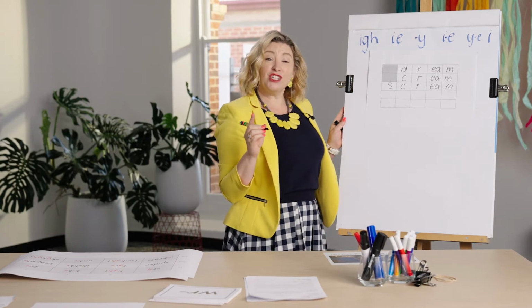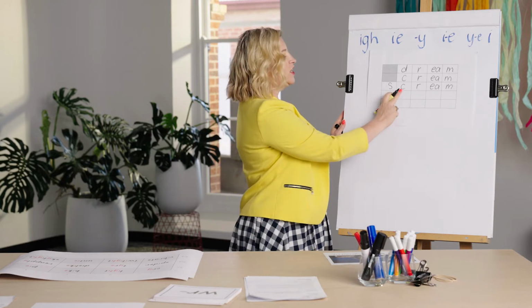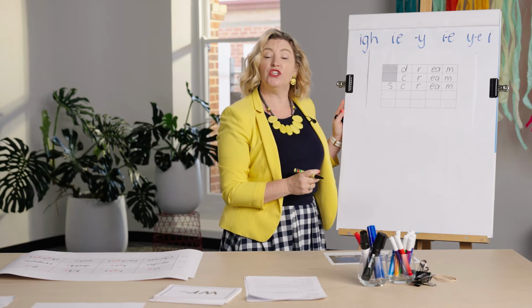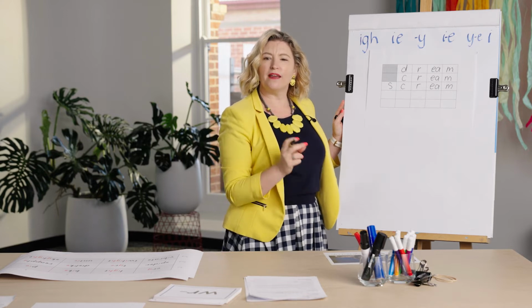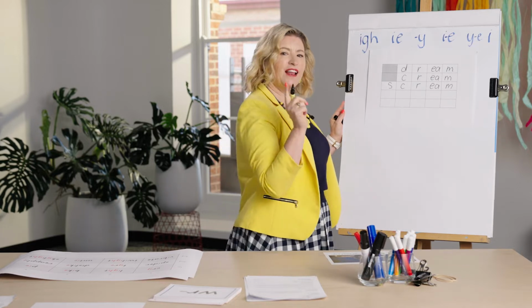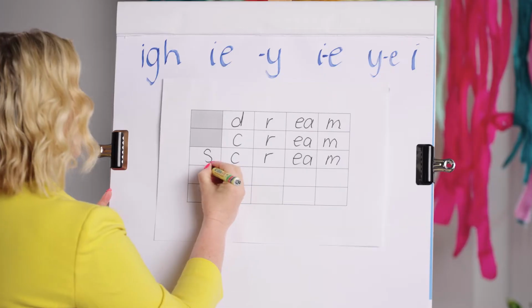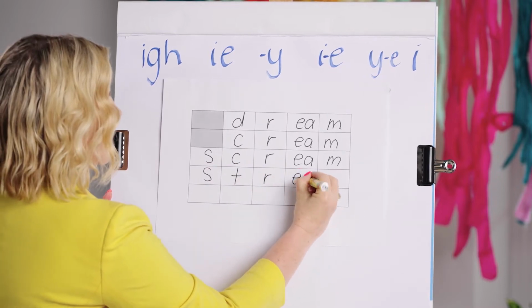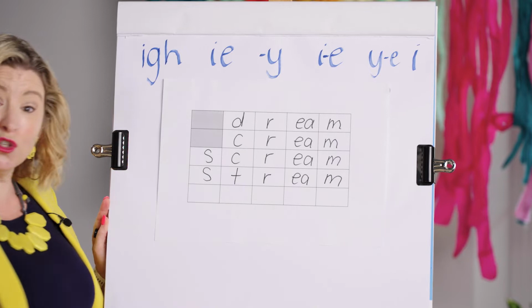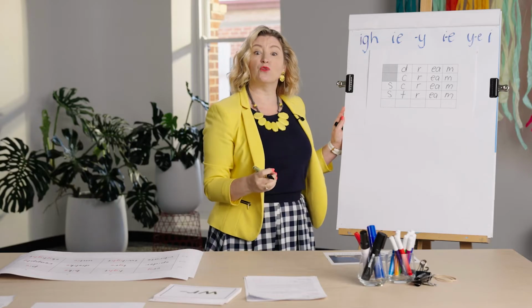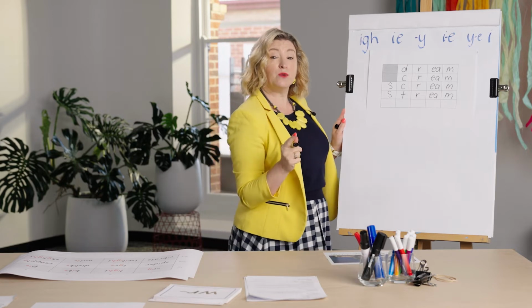Are you ready? We're going to change another sound. We're going to change this K sound. We're going to change the K to a T. What does that make? Say it in your head. You got it? Let's say the sounds and write it. S, T, R, E-M. Stream. A stream's like a little river or a creek. A stream. Ready for the last one?